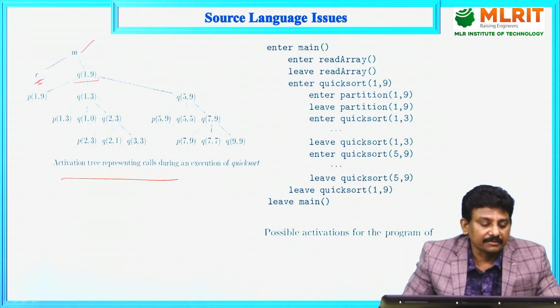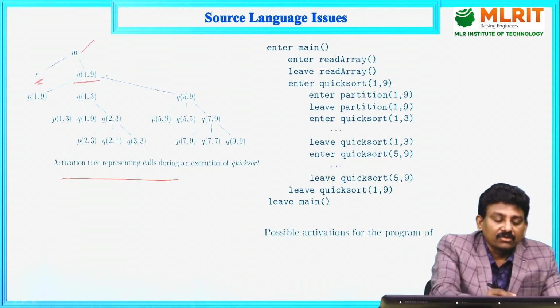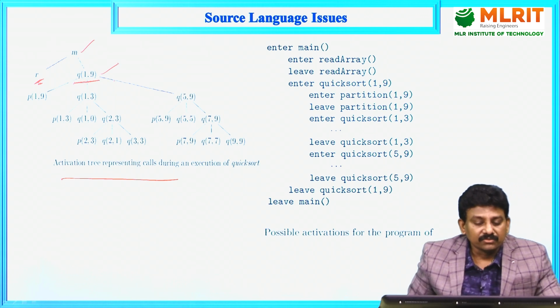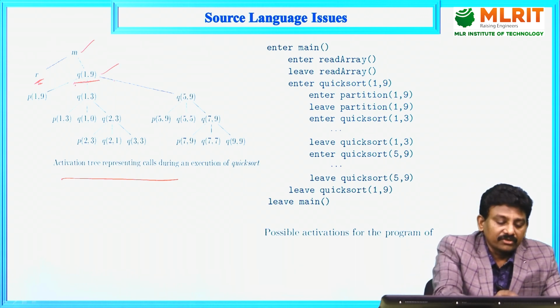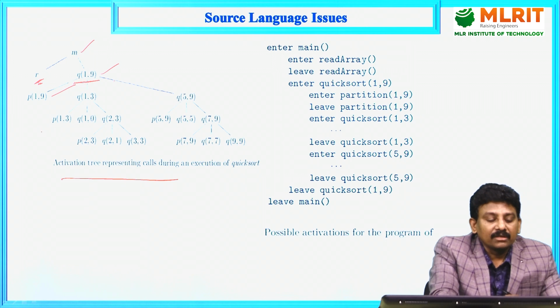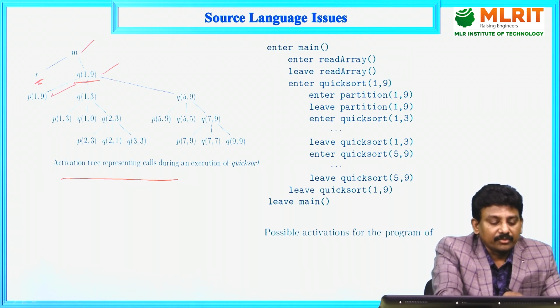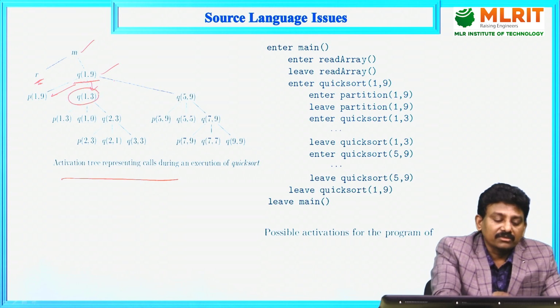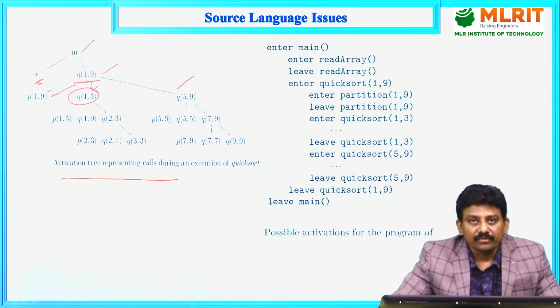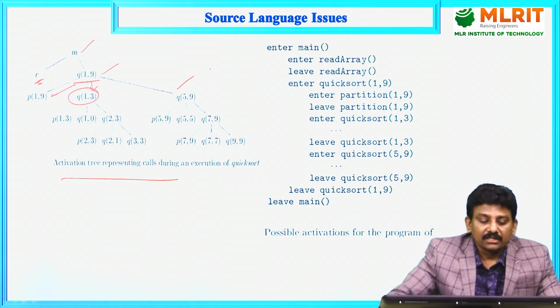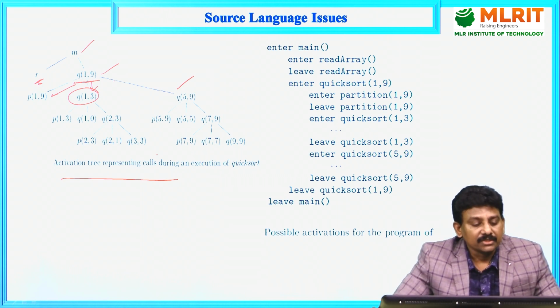Here n is 9. Then when you call quicksort(1, 9), that is (1, n), first it will call partition(1, 9). After partitioning, control goes to q(1, 3). Then only after completion of this q(1, 3), q(5, 9) will be executed. Like that, control flows from top to bottom.